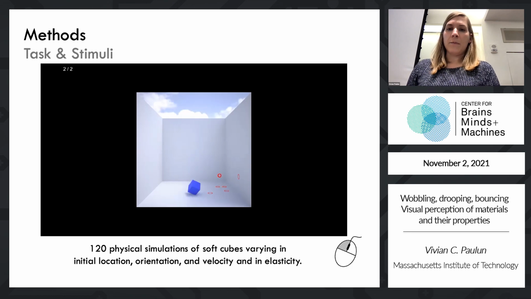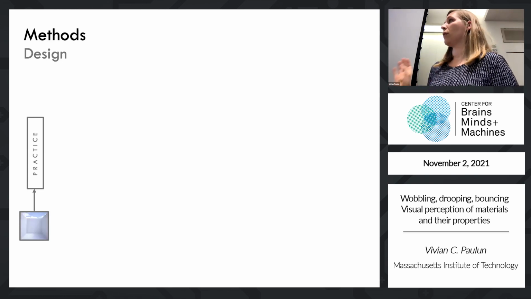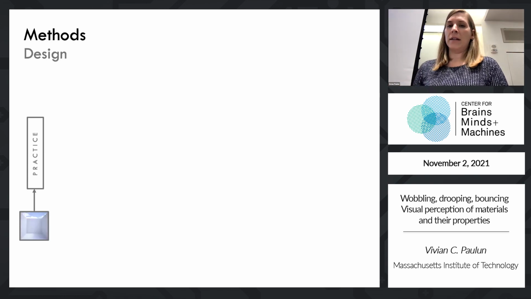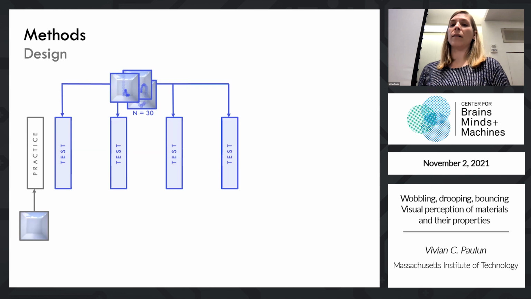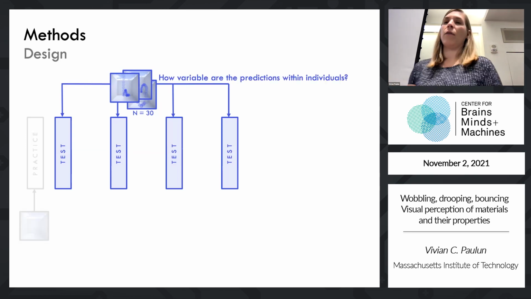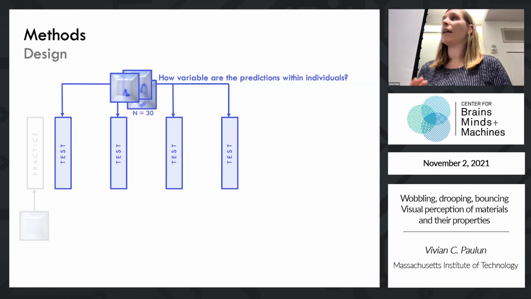And in the experiment, we again began with a short practice for them to get familiar with the setup. And then we show 30 test stimuli, and observers have to predict the future bounce positions. And we repeat these same 30 trials 3 more times during the experiment in order to see how variable the predictions are within individuals. And then in between the test blocks, we had 3 training blocks.